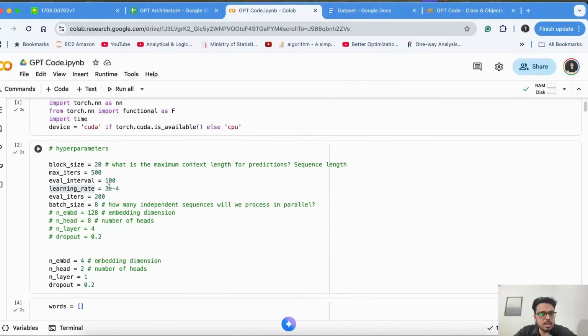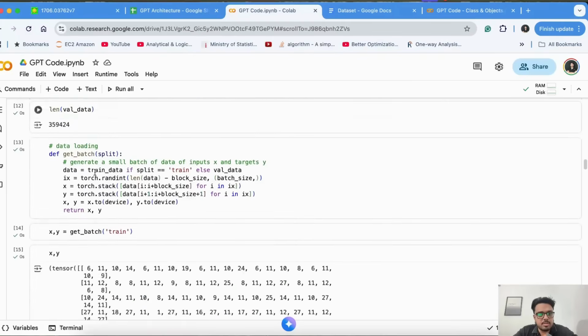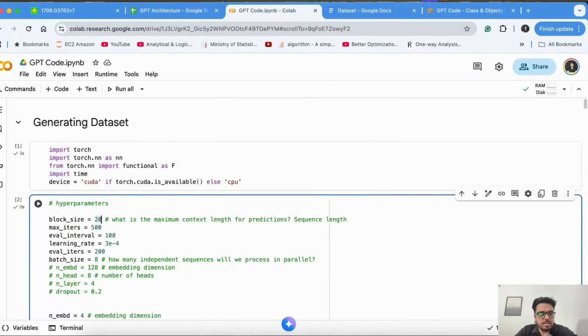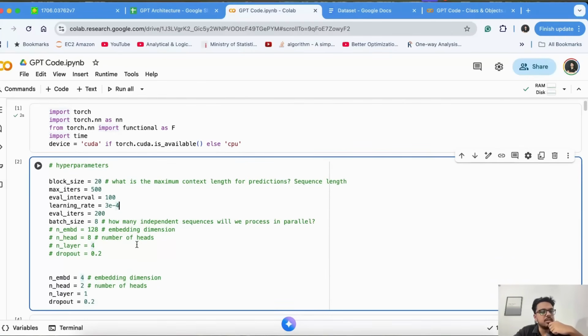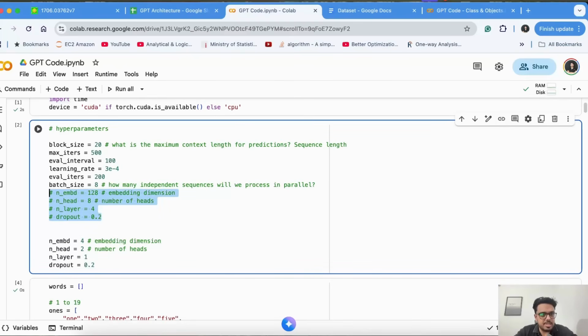Okay, so we'll make certain changes. Let's say that we take a block size of 20, so we are now increasing the block size, and we are also going to make certain changes to some of the other parameters. Let's increase the number of iterations to 5000. Eval interval, learning rate, and eval iterations we will keep the same. Batch size also we will keep the same.